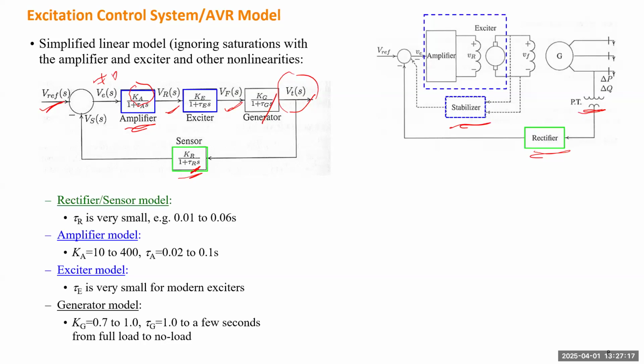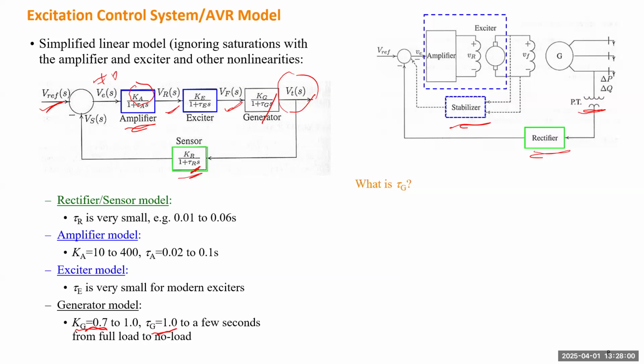Okay, and then the last one will be the generator model. This KG describes how, if you change all the voltages in per unit value, you divide the terminal voltage per unit over the field voltage per unit, that tells the gain. So this KG is not some value you can set up. It basically just describes the first order linear model for your generator. Based on the first order simplified model of the generator, you can determine this KG and also tau G. Tau G will be the time constant. Tau G here usually is 1 second or several seconds.